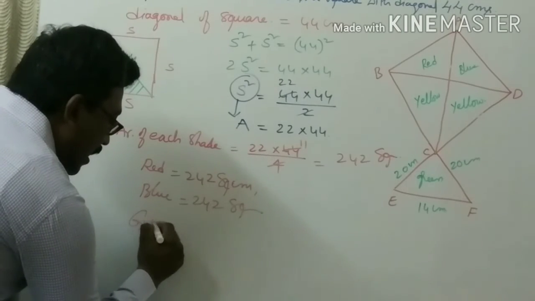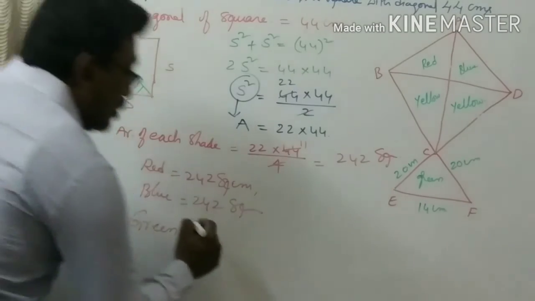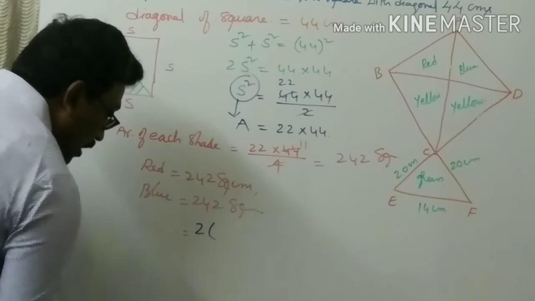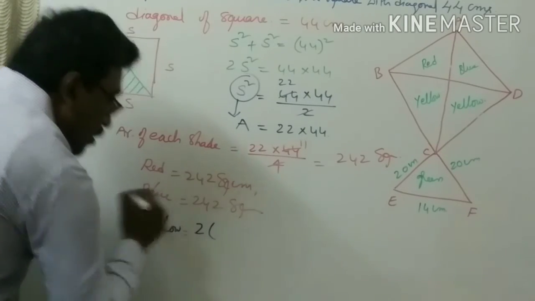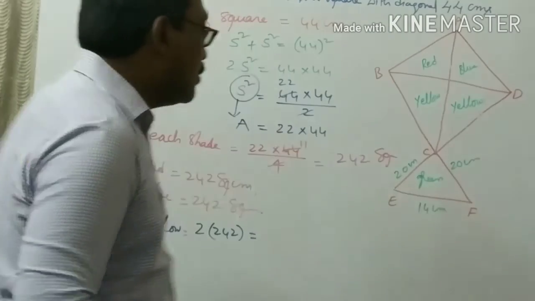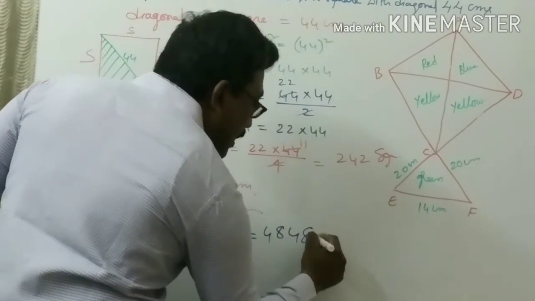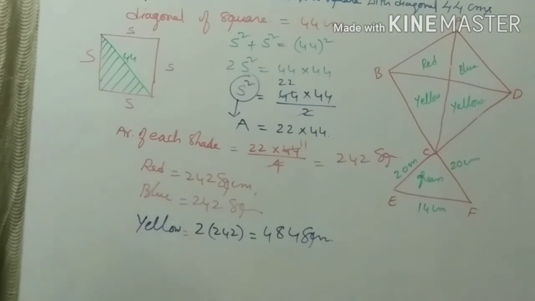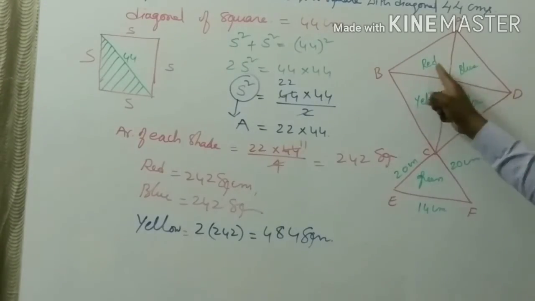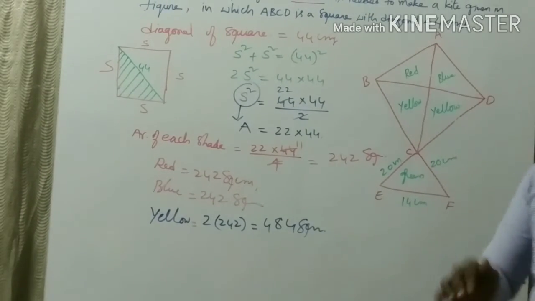Next, yellow area. Here you should pay attention. Okay, yellow area. 2 into 242. Because yellow is given here 2 times. So 2 2s are 4, 8, 4, 484 square centimeters. Now, only one part is completed in the sum. The square part, red, blue, yellow and yellow. So red area, blue area, yellow area, we done.